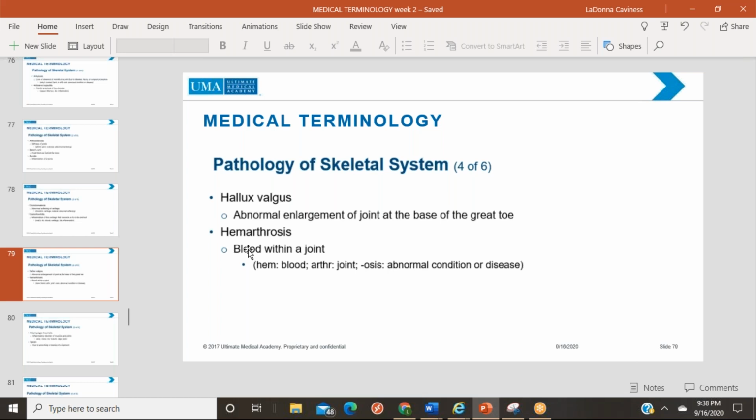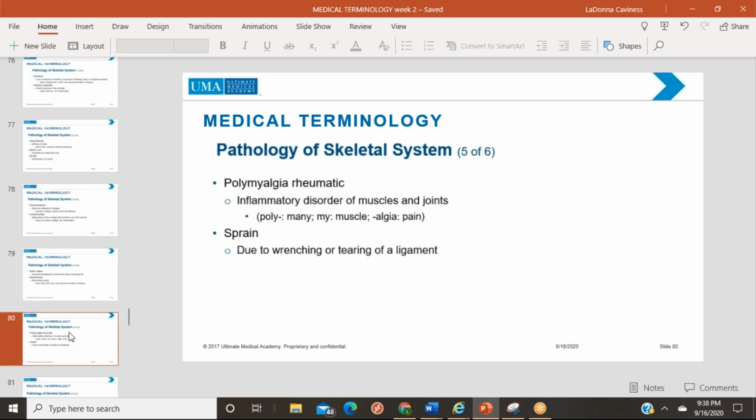Okay, and let's talk about this one. Hemarthrosis is blood within a joint. Hem refers to blood, ARTHR refers to joint, and OSIS means abnormal condition or disease. Polymyalgia rheumatica is an inflammatory disorder of the muscles and joints. When you break that down, poly refers to many, my refers to muscle, and algia refers to pain. A sprain is due to wrenching or tearing of a ligament.